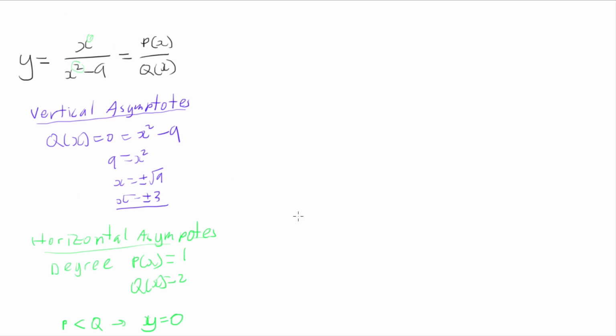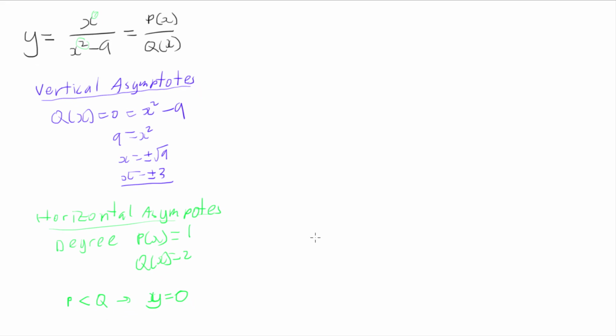I can then have a look at the x and y intercepts. That would be my next thing to look at. So let's have a look at my y-intercept. This is where x equals 0. If I substitute x equals 0 into this function, I've got 0 divided by 0 take 9, which is just 0. So I have a y-intercept at 0.